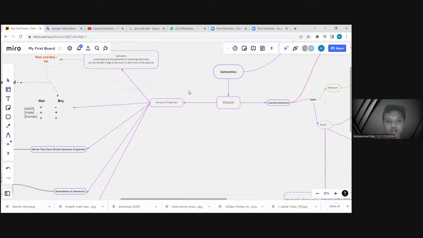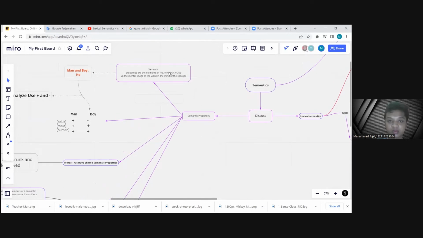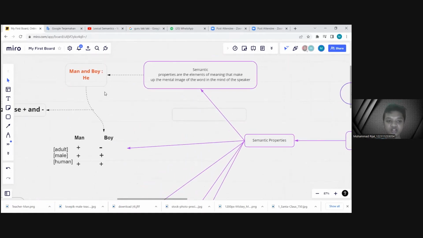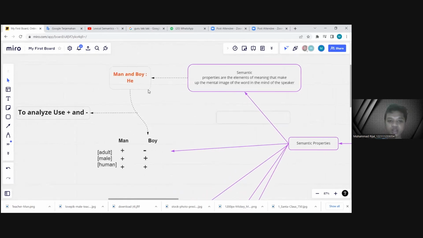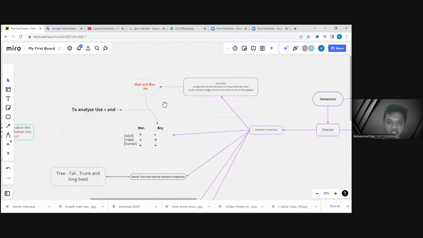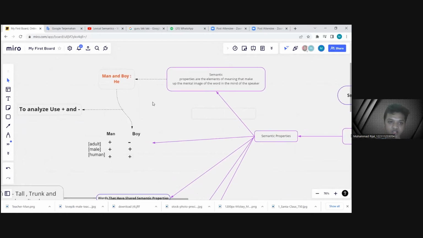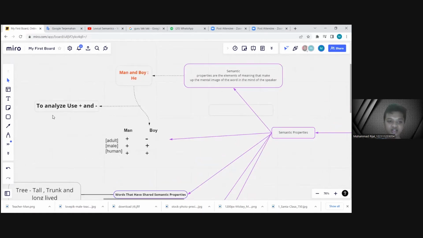And then we're going to talk about semantic properties. Semantic properties are the elements of meaning that make up the mental image of the word in the mind of the speaker. In a previous discussion, we talked about man and boy. Man and boy in pronouns can use he. And in the semantic properties, the pronoun he is a common property. And to make it clear what the difference is between man and boy, we use analysis.